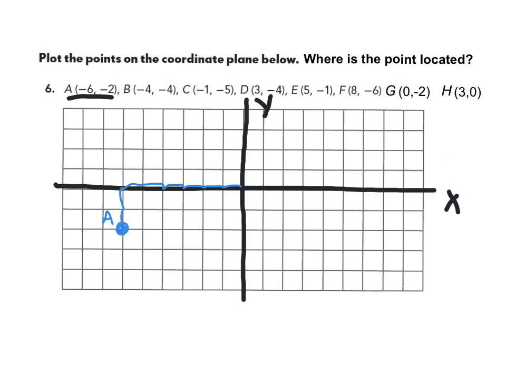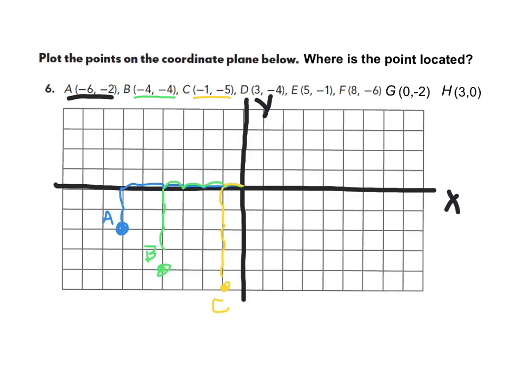For point B, it is located at -4, -4, so I'll go 1, 2, 3, 4 in a negative direction, then down 1, 2, 3, 4 in another negative direction, calling that B. For point C, that's at -1, -5, so -1, then down 1, 2, 3, 4, 5. Got point C down here. All of these are currently in quadrant number 3.